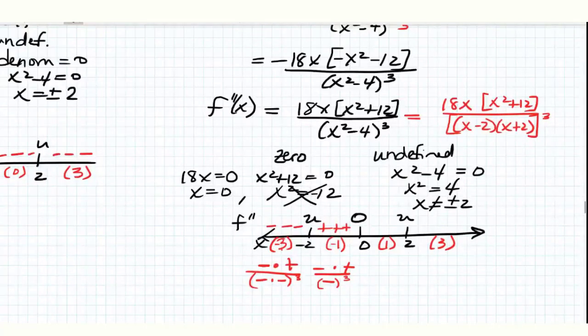And then plugging in a 1, 18 times 1 is a positive times a positive over 1 minus 2 is negative, 1 plus 2 is positive. So we're going to have a positive divided by a negative, which is negative.